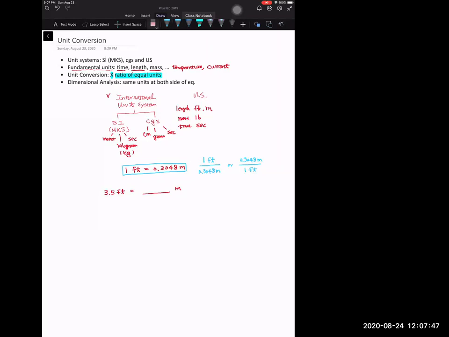So let me make a little bit of room over here. And the goal I want is to convert this one into this one here. So I multiply the ratio of equal units, either this one or this one. So which one should I multiply? The answer is the latter one.